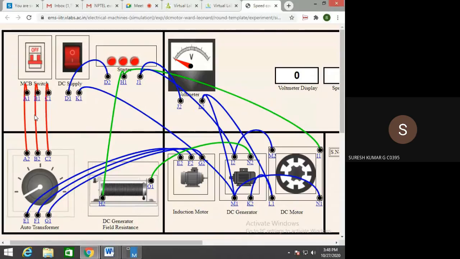A1, A2, B2, correct. And then E1, F1, G1, E2, F2, G2, correct. Second point is also correct. Third point, E1 and D2, is correct.